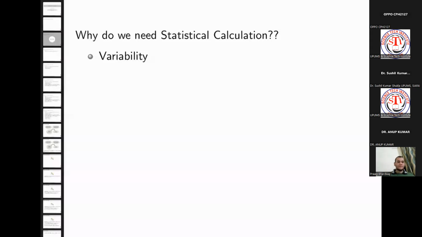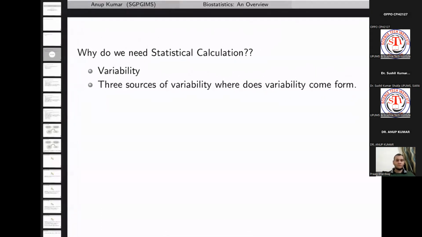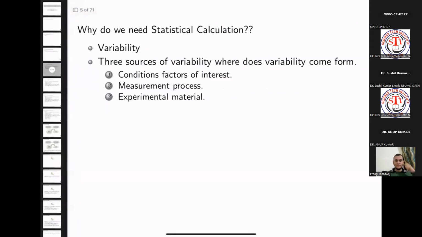So this whole of statistics is going to explain why this variability is there. Okay. Now, to understand this, we have to understand the sources from where the variability comes. Whenever we do an experiment and collect data, we measure something and note down the value. What are the sources of variation? Okay. So there are three sources of variation: conditional factor of interest, measurement process, and experimental material.